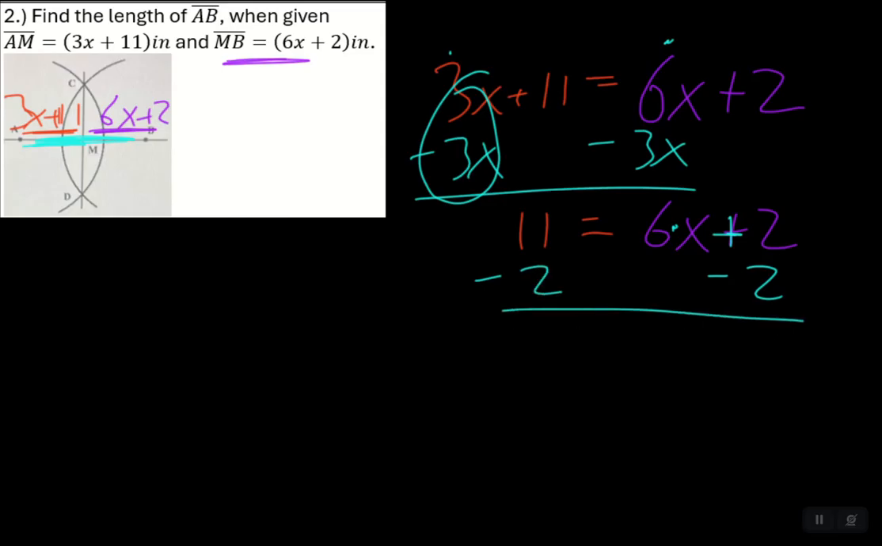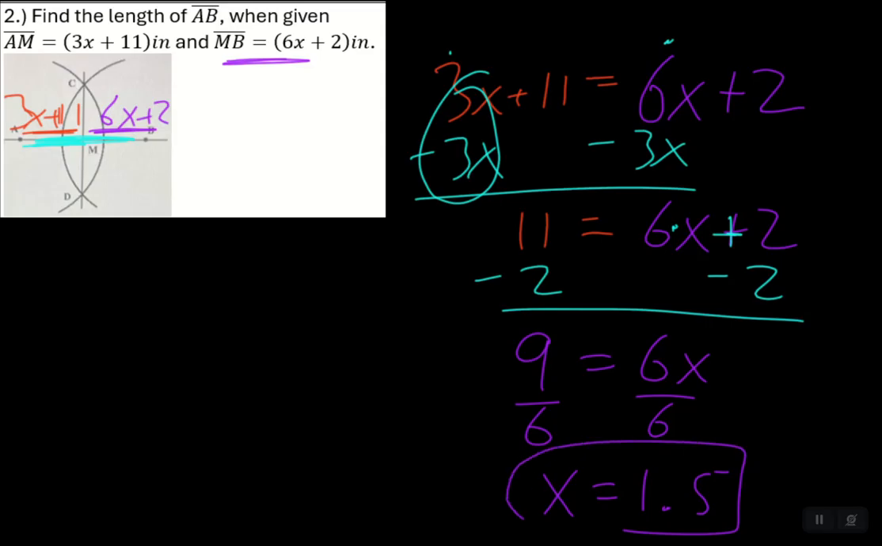From right here, we'll just go ahead and use one color from this point forward. 11 minus 2 is 9, which is equal to 6x. And then how do you get x by itself? Well, you just divide both sides by 6, and x is equal to 1.5. Now, is x the answer? No. We want to find the length of line segment AB.